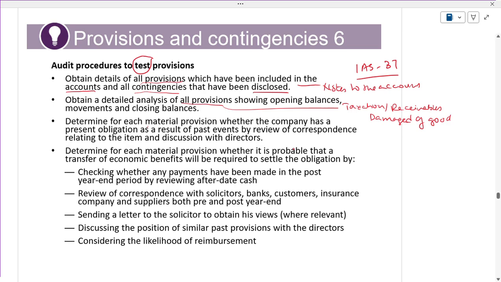Determine each material provision, whether the company has a present obligation. We should not simply make the provision, is it? When you are making a provision, your profits will decrease. When you are making the provisions, your estimated expenses will increase. There are people who do this just to fluctuate the profits, plus or minus.